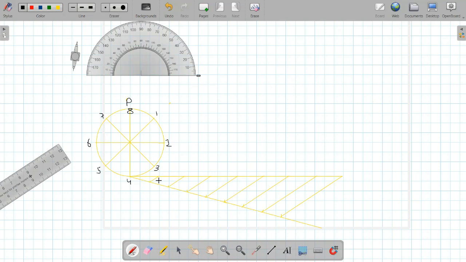Similarly, we will give names here also. This point will be 1, this point will be 2, this is 3, 4, 5, 6, 7, and 8. Now we need to draw vertical lines from all these points 1, 2, 3, 4, 5, 6, 7, 8, and horizontal lines from the points on the circle with the same numbers 1, 2, 3, 4, 5, 6, 7, 8. Also, I will name the center as C.